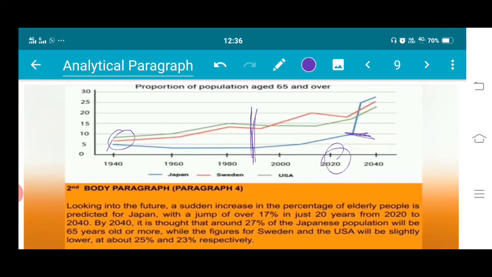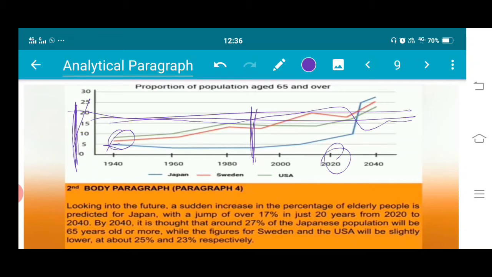So what we have done, looking into the future, a sudden increase in the percentage of elderly people is predicted for Japan, with a jump of over 17% in just 20 years from 2020 to 2040, because there is a gap of 20 years here. So 17%, right. Here we can see the percentage from this y-axis, and that is near about 17%. So we can just do the calculation here, that it was first 7 and then it went up to 17 somewhere, clear.